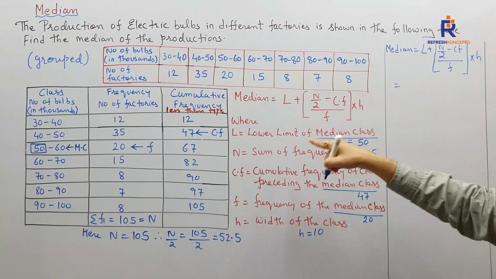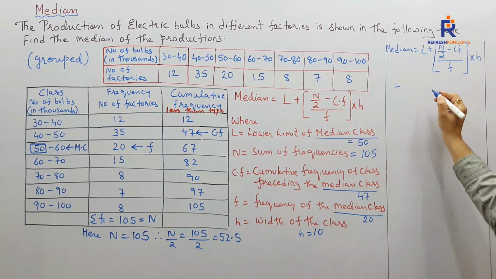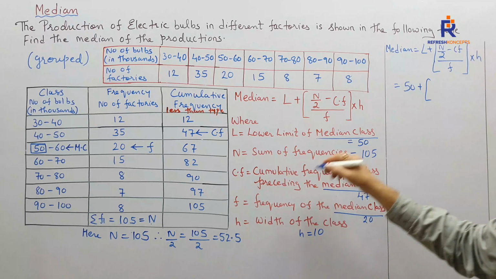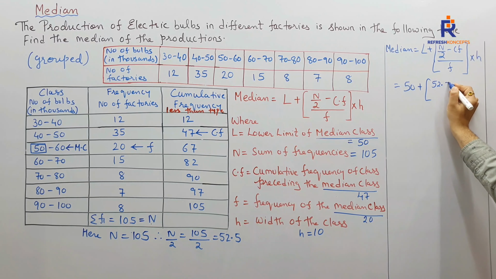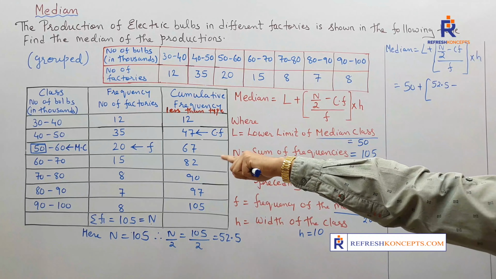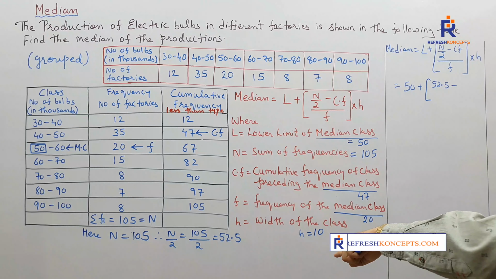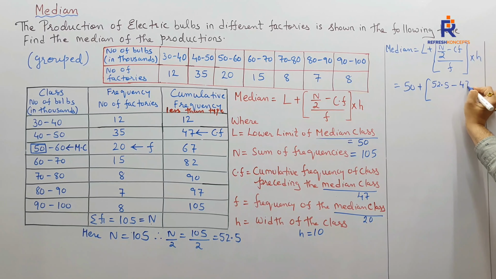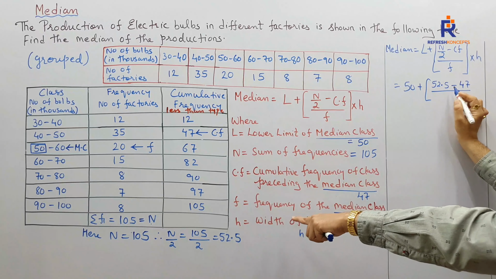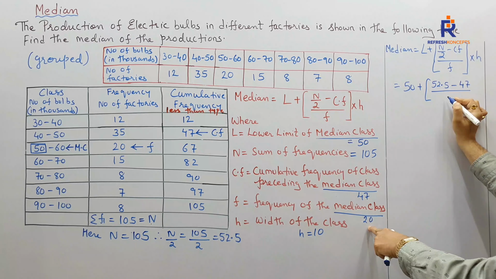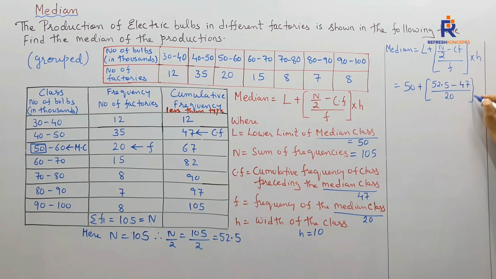So what is L? We got the answer. Just take the values from here, children. 50 plus n by 2. What is n by 2? 52.5. Minus CF, just take the values from here. Even if you want, you have given it in the tabular column and you have written it down here also. I want my children to do both. 52.5 minus 47, by F. F is nothing but the frequency of the median class, which is 20, into H. H is nothing but 10.